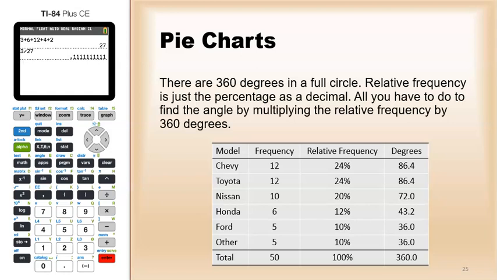One thing to keep in mind is that a circle always has 360 degrees. Relative frequency is just the percentage as a decimal. If you want to find the degrees, take those percents, those relative frequencies, and multiply them by 360. So for instance, 24% would be 0.24. If I multiply that by 360, I get 86.4 degrees. Likewise, there's another 86.4 degrees. 20% times 360 is 72 degrees, and so on. 43.2 degrees, 36 degrees. Add them up, it adds up to 360 degrees.